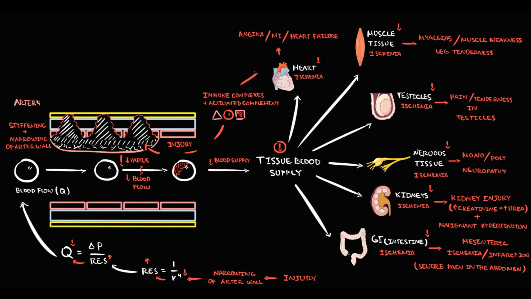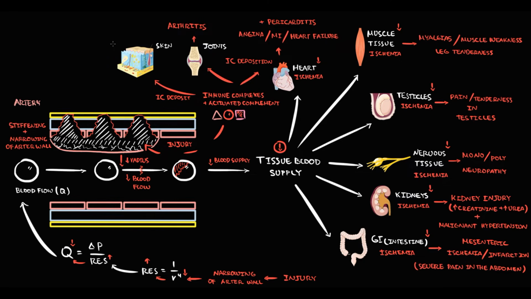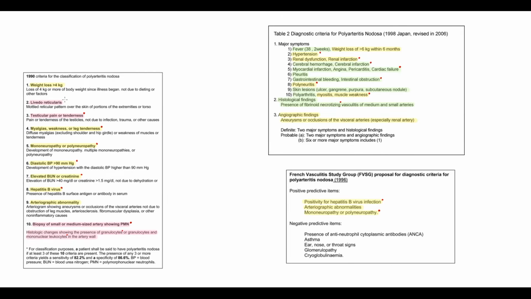In addition to this, immune complexes can deposit on pericardial tissue, which can cause pericarditis. Deposition of immune complexes in the joints can cause arthritis, and deposition of immune complexes in the skin tissue can cause formation of nodules, livedo reticularis, purpura, and ulcers. As we see, skin manifestations and arthritis with pleuritis are among the major diagnostic criteria of polyarteritis nodosa.